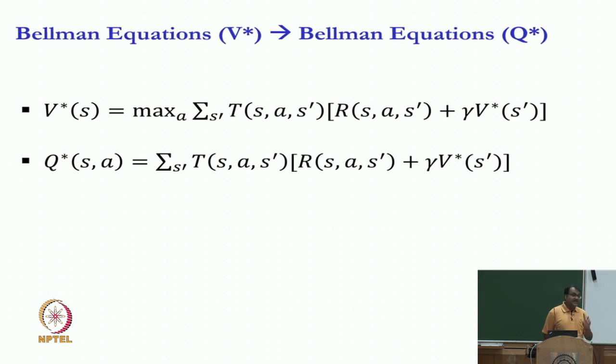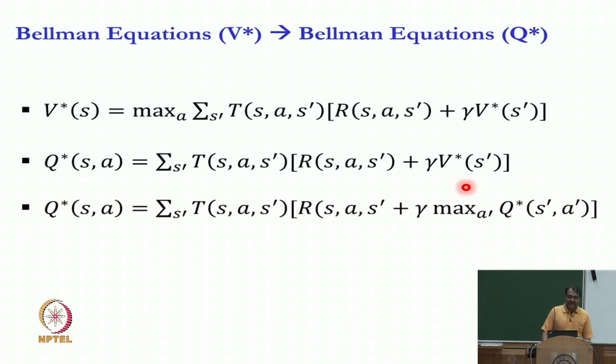However, there is still one challenge. What is the challenge? In the right hand side, we do not have Q star, we have V star. This is not a well defined set of equations. Can we do something about it? Now, this is the simplest step. Can we somehow write V star in terms of Q star? Max over all actions of Q star of S prime, A prime.